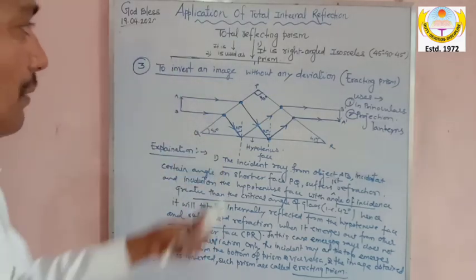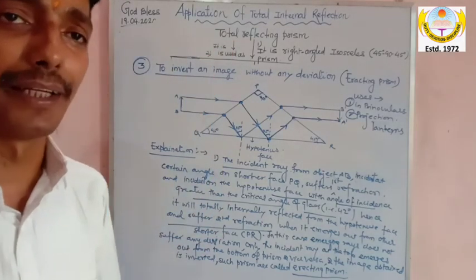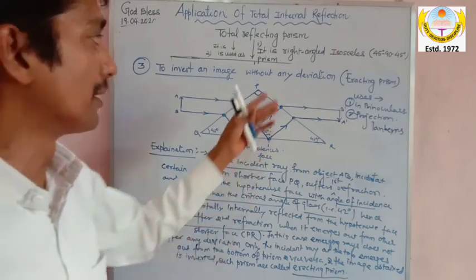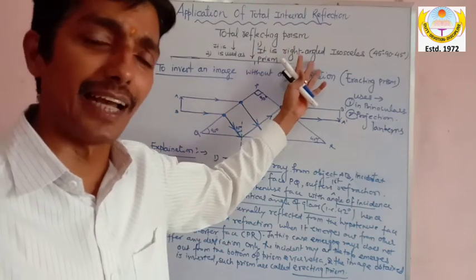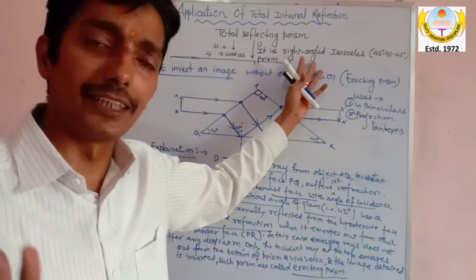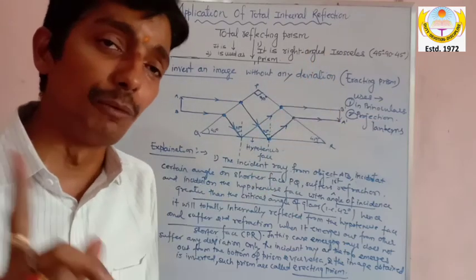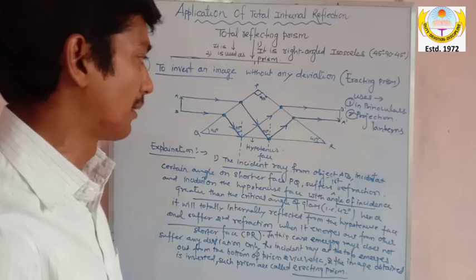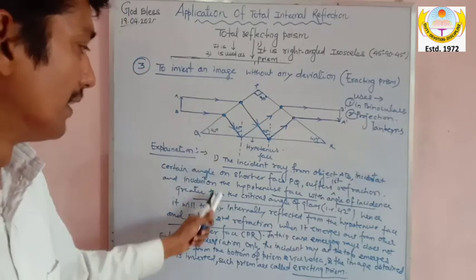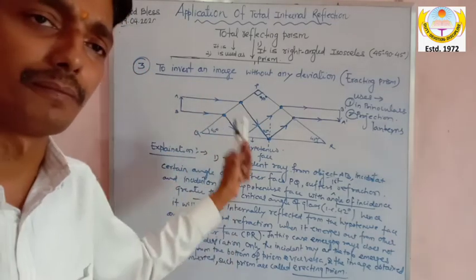So ultimately, what is a total reflecting prism, my dear? What is a total reflecting prism? It is only a right angle isosceles prism. Only this much. I think it is a right angle isosceles prism, for which I will give you that explanation. But my dear, I hope you all understood.